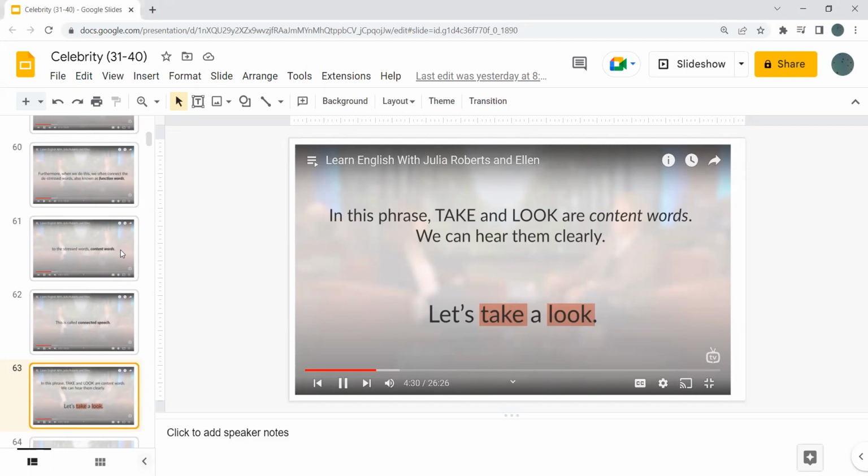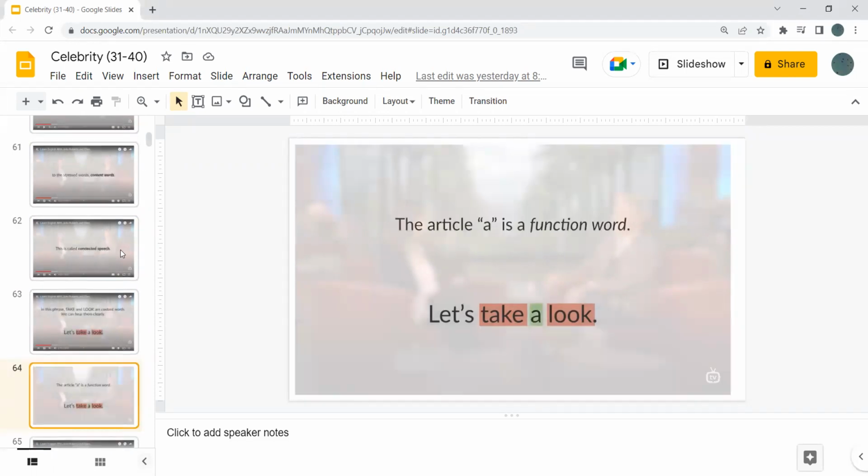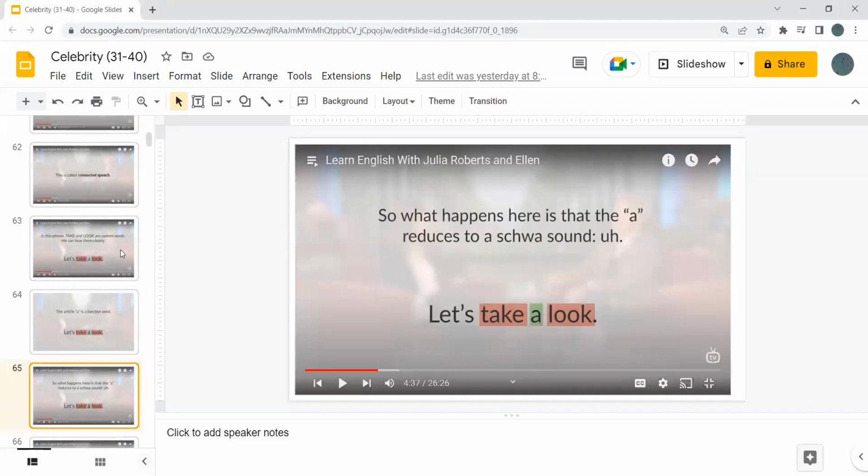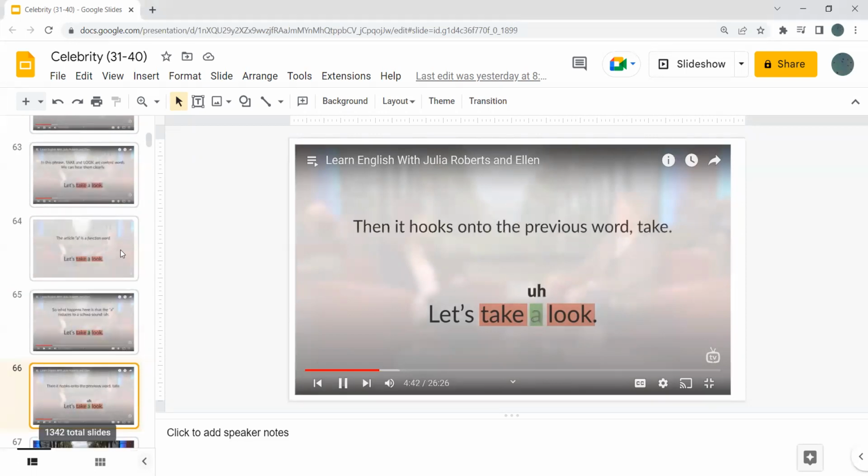Let's take a look. The article "a" is a function word. So what happens here is that it reduces to a schwa sound. Let's take a look. Then it hooks on to the previous word, take. Let's take a look.